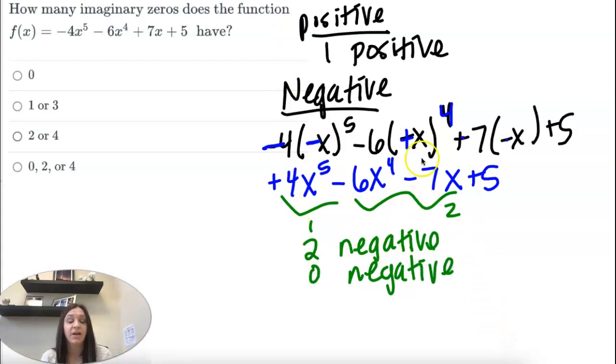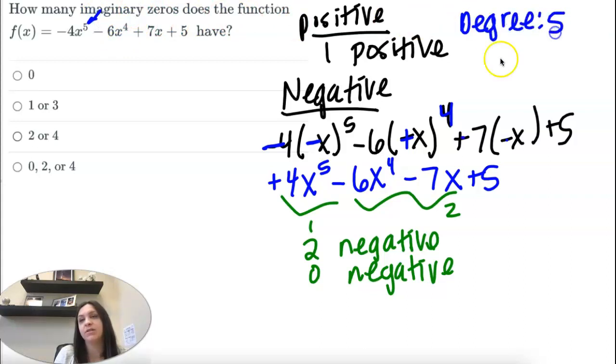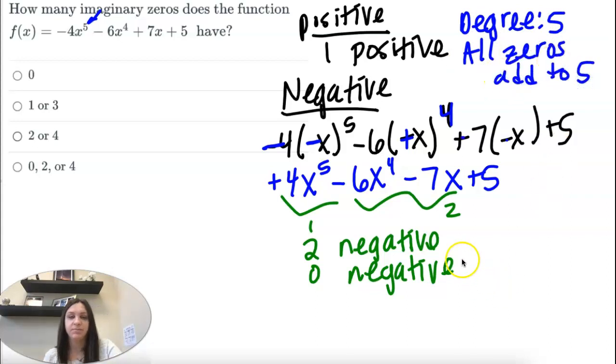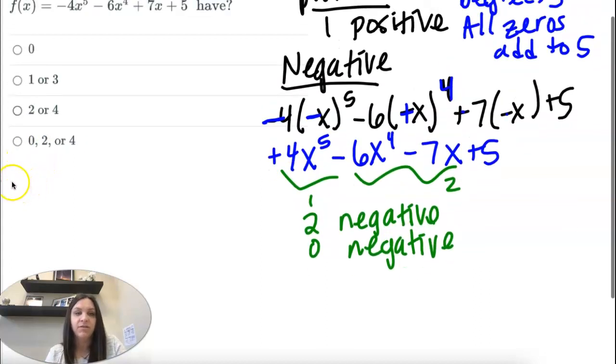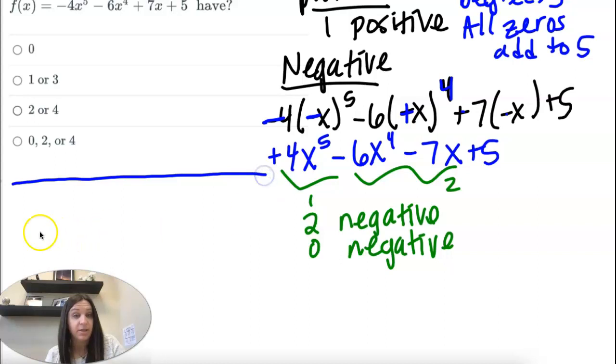Now we have to find how many imaginary. But you have to look at the degree. Degree is 5. That means all zeros add to 5. Okay. So I'm going to make kind of my own table because last time I had issues, right?